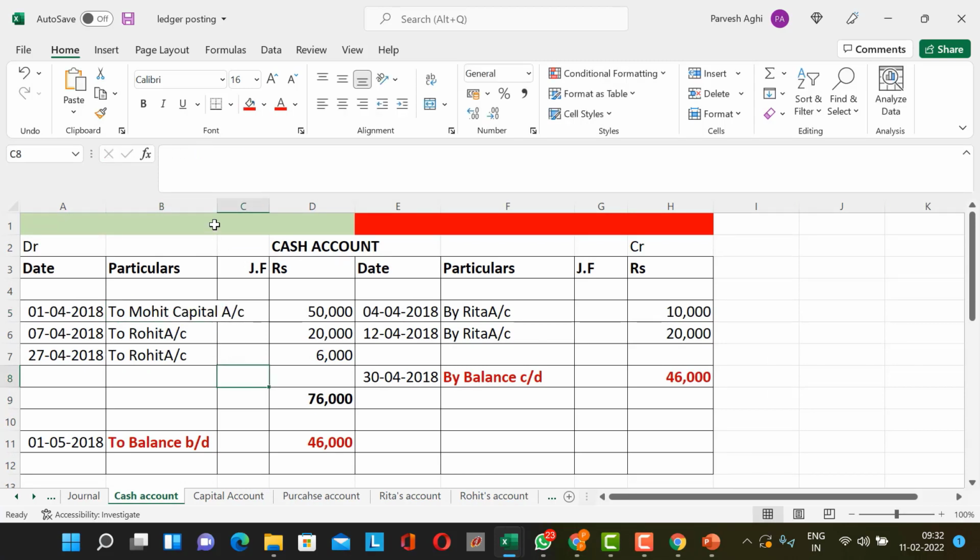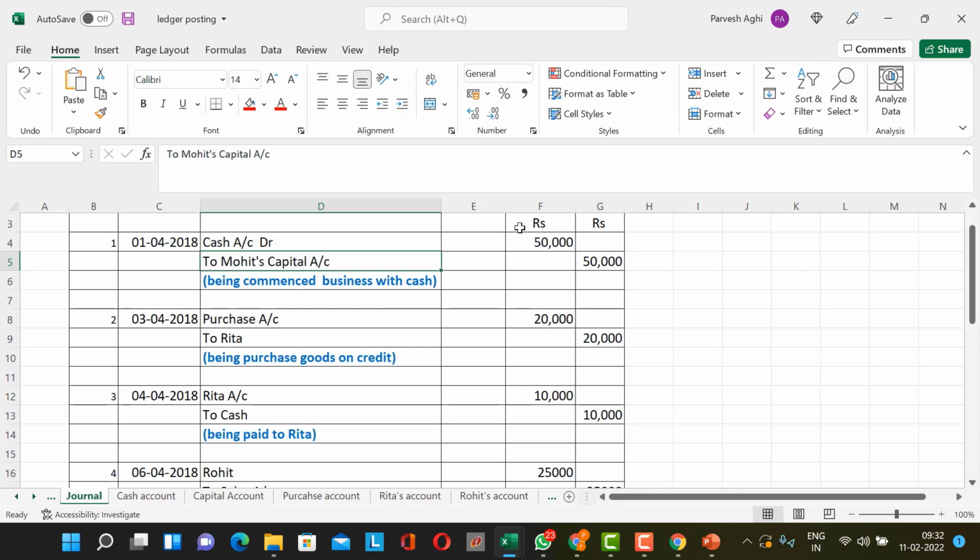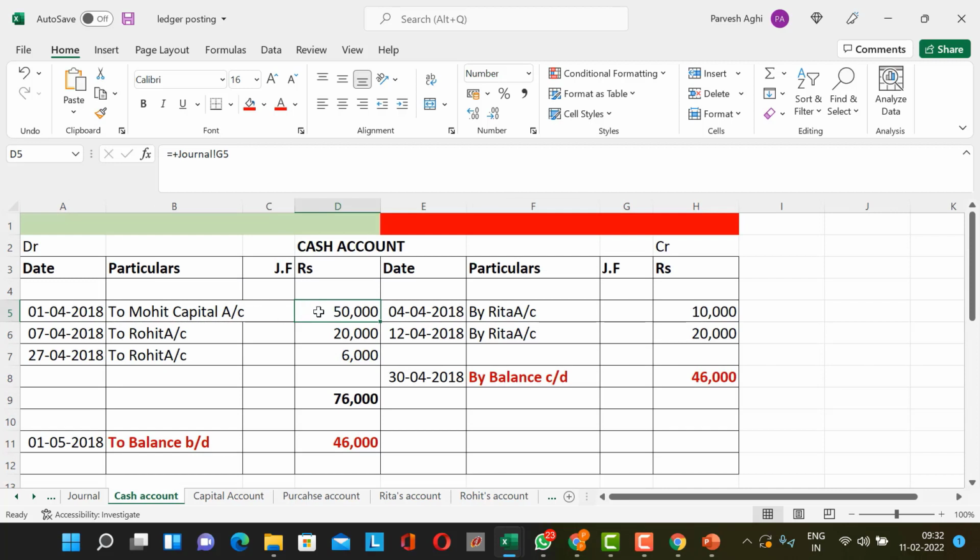Fine. So cash is debited and Mohit's account is credited here. Okay. So 50,000 will come here. So that means the cash balance has gone up. So this is the debit side. So the company has received cash. So this cash account will be debited. Okay. As we can see here, cash account is being debited here. So it will come on this side, cash debit. Okay. So first transaction.